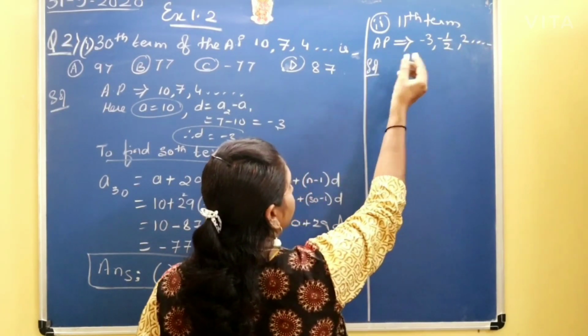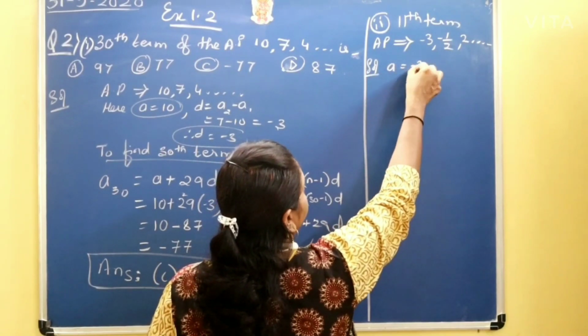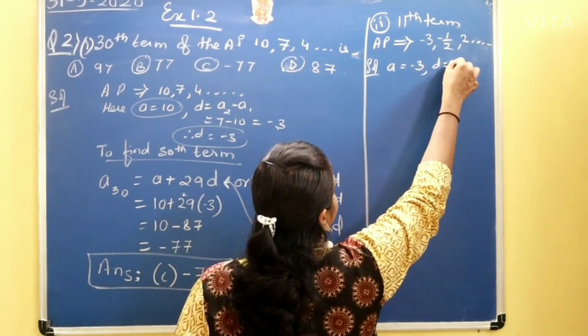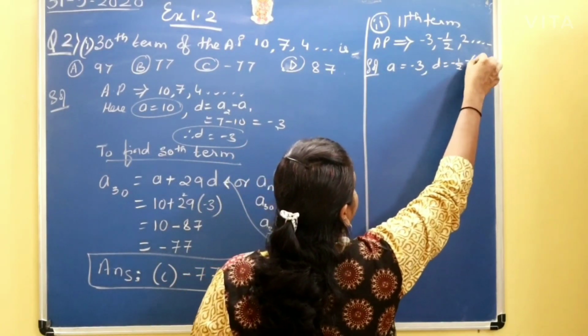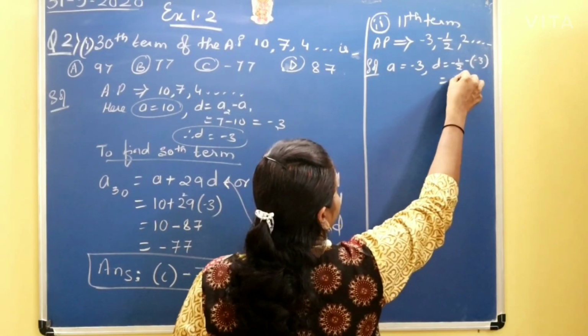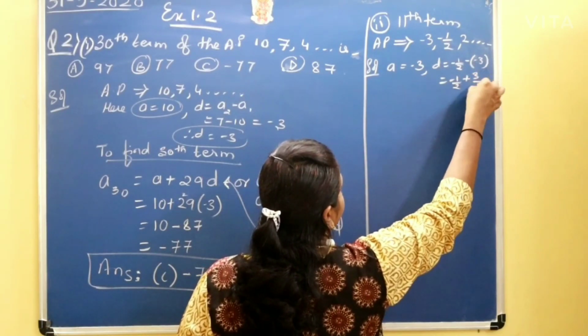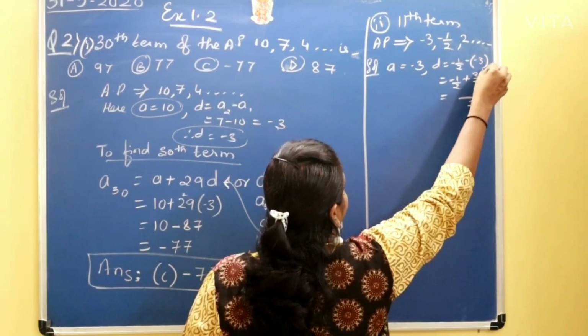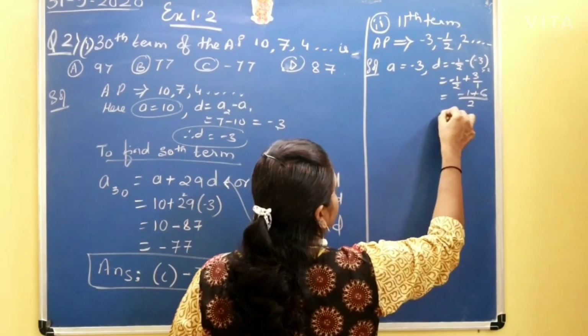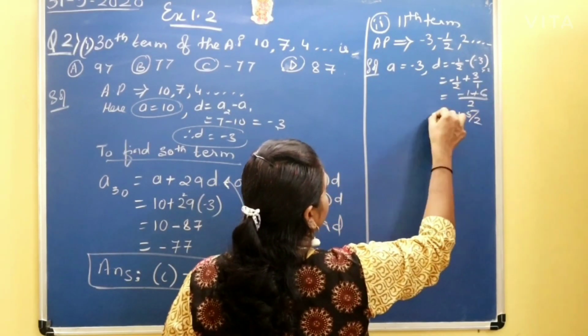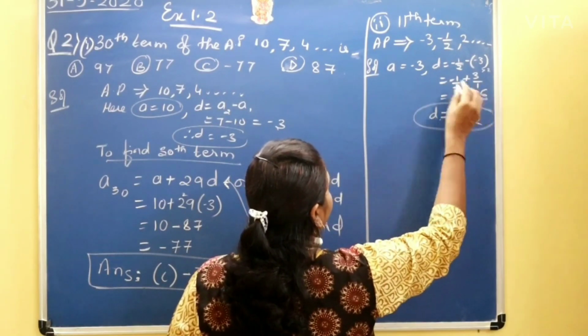So here you have the solution. a is equal to minus 3 and d is equal to minus 1 by 2 minus of minus 3. You will get minus 1 by 2 plus 3 by 1, which is minus 1 plus 6, so it is plus 5 by 2. So your d is plus 5 by 2.